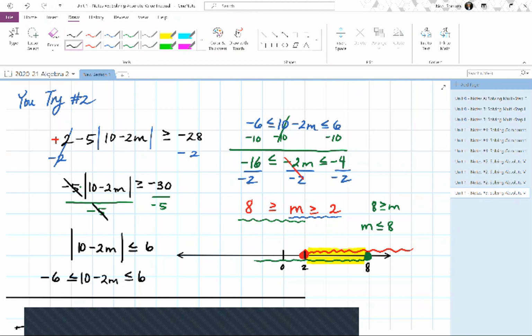Yeah, you do flip the sign. So then our interval will go from bracket 2 to 8, and then bracket once again, because this time we have closed circles, so we get to include the 2 and the 8 as part of our solutions.